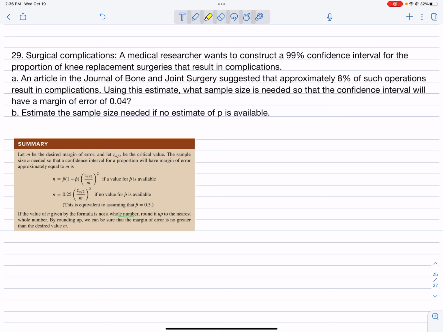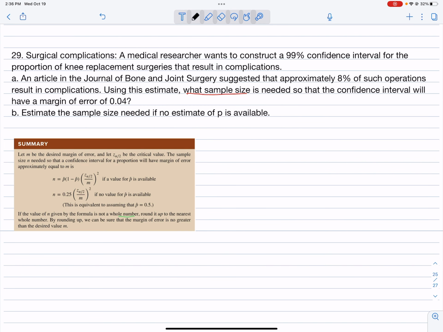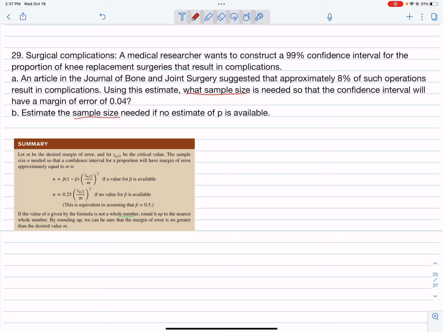So in the problem, we need to pay attention to the question. They're asking us to find the sample size. The formula to find the sample size when p-hat is available is this one. And when p-hat is not available, we will use the second one. For problem B, we estimate the sample size also, but p-hat is not available. So for problem A, we will use the first formula.